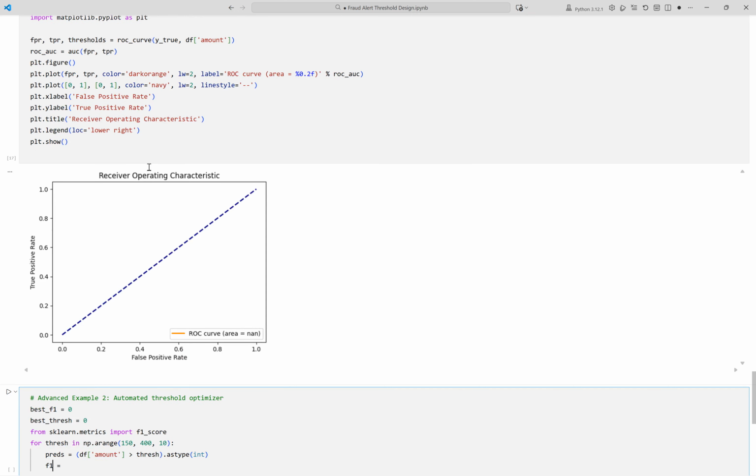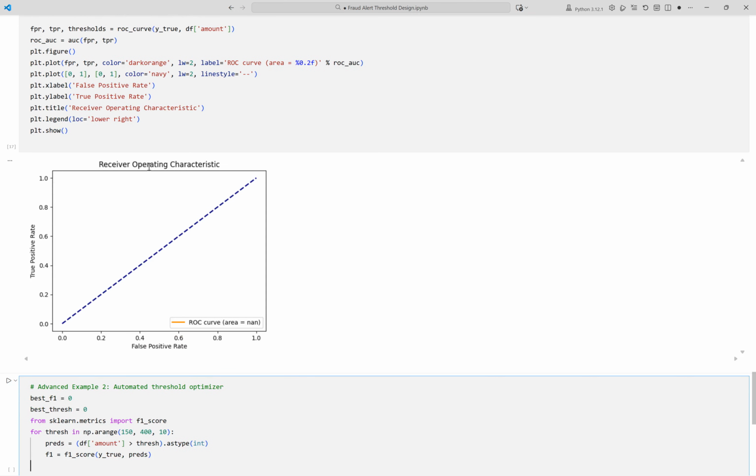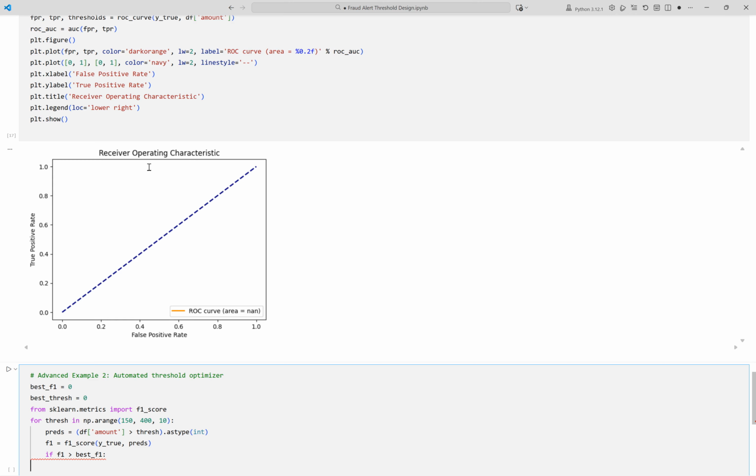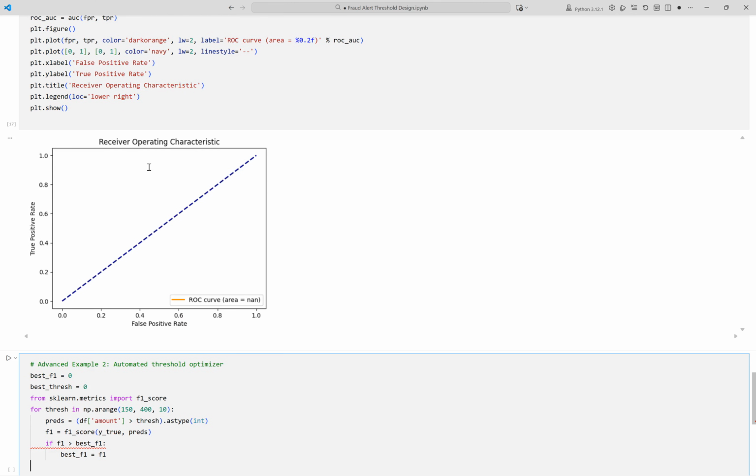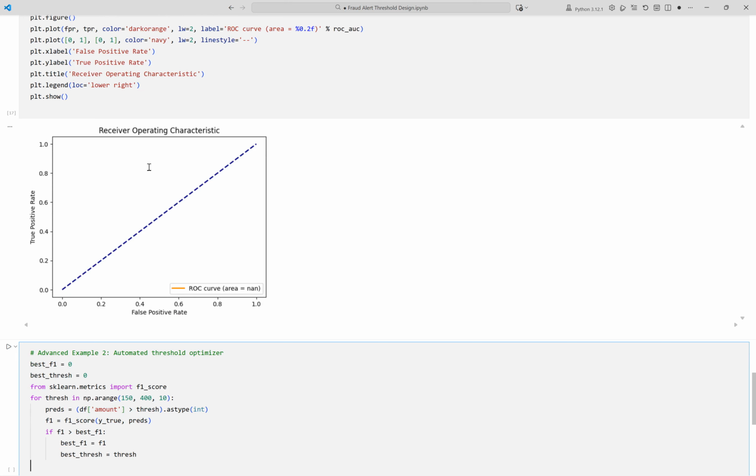If this F1 score beats our previous best, we save it. We update the best threshold when current F1 exceeds the previous best. Finally, we print the best fraud alert threshold by F1 score. We print the value of the best F1 score.